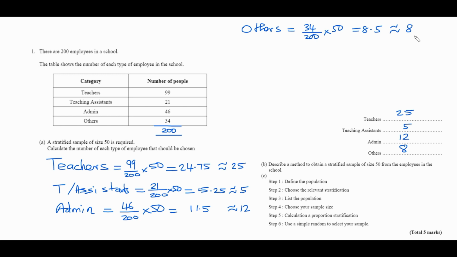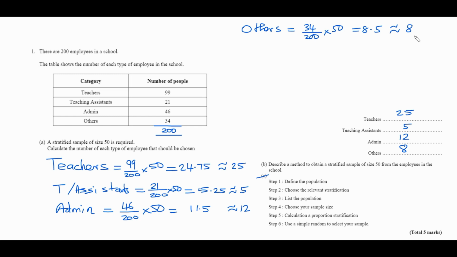Now the B part: describe a method to obtain a stratified sample of size 50 from the employees in the school. I have written down the steps as an answer. If you can, don't memorize, just understand the practicality behind the stratified method, then you may be able to write it in your own English.